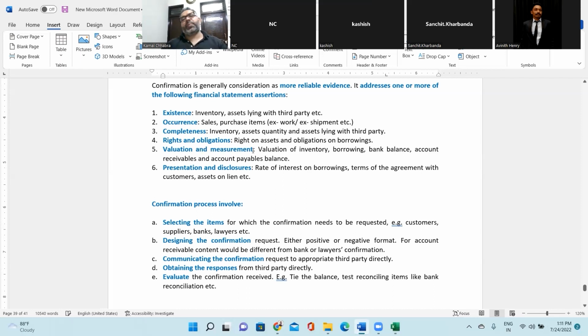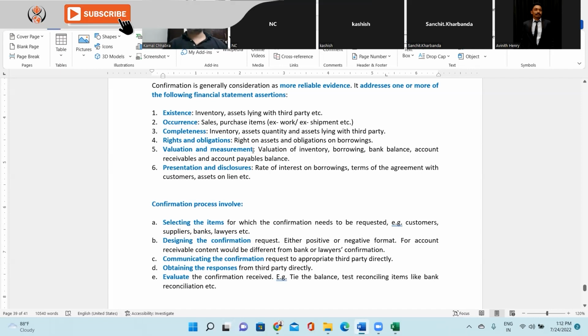In the same way, presentation and disclosure. If you take the confirmation on borrowings, there are certain terms which are mandatorily required to be disclosed in the notes to accounts, so you get the confirmation on that as well. That is like the rate of interest on borrowings, the terms of the agreement with the customer, or assets if there are any. Those require additional disclosure in the notes to accounts, so that satisfies the presentation and disclosure assertion as well. So one confirmation can serve multiple assertions. Make sense?